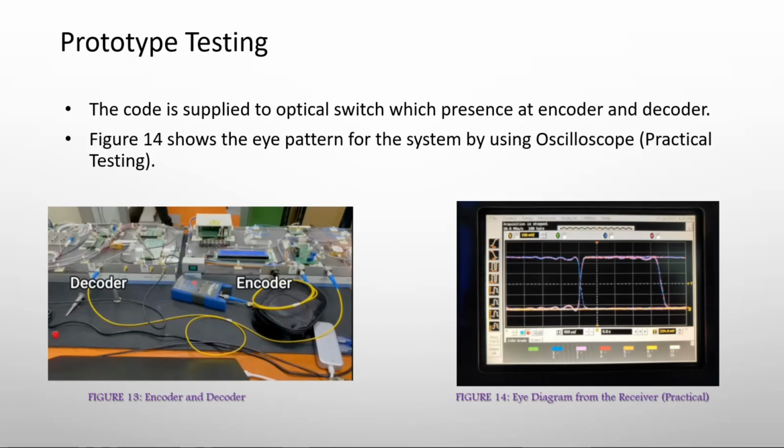Here is the prototype testing. The system is tested at 155 and 320 megabits per second, which obtained the eye pattern shown in figure 14. The BER is almost equal to 0. The code is supplied to the optical switch, which represents an encoder and decoder in figure 13.